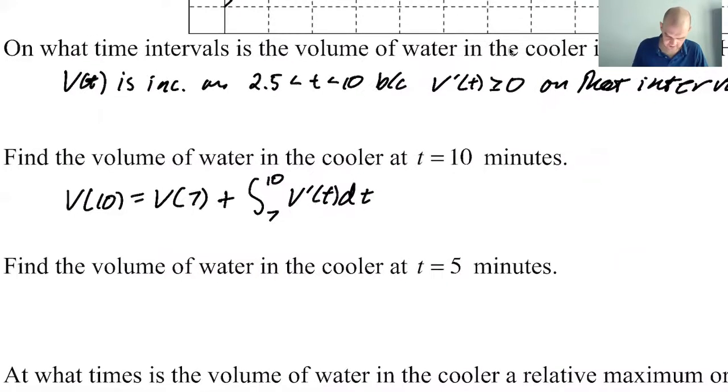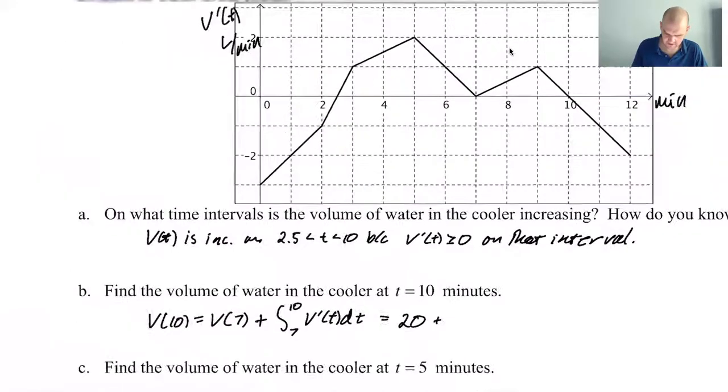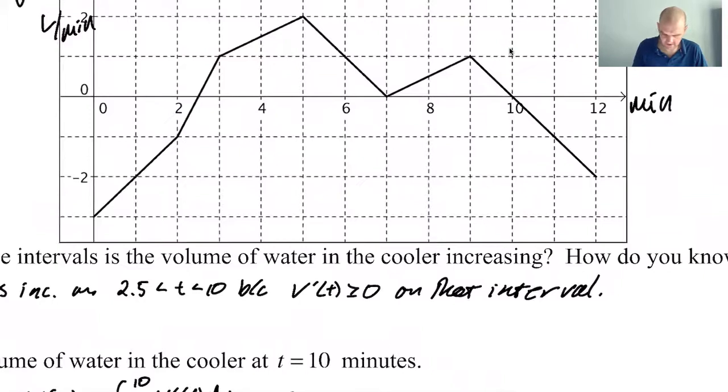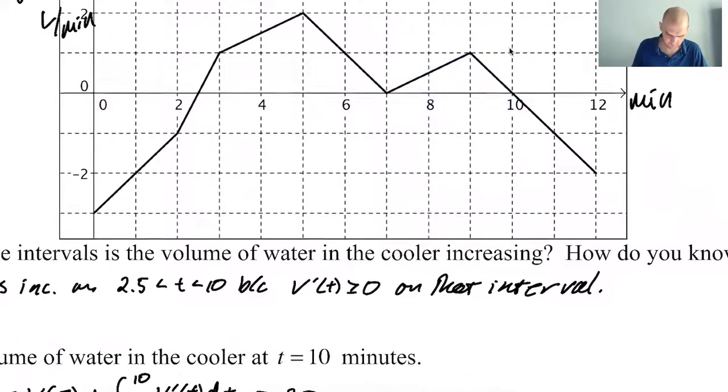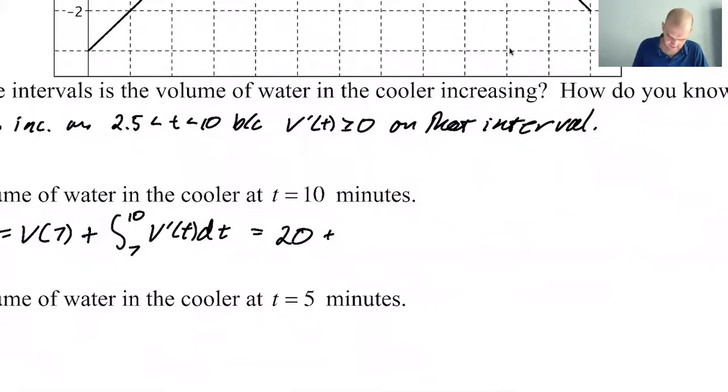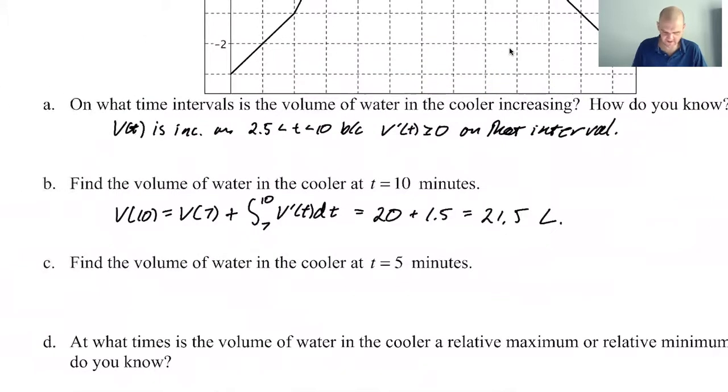So this is going to be 20, which was given, that's what we started with, plus, let's do geometry. This is 1/2 times 3 times 1. So 1/2 of 3, 1.5. So 21.5 liters. That's how much is in there at 10.